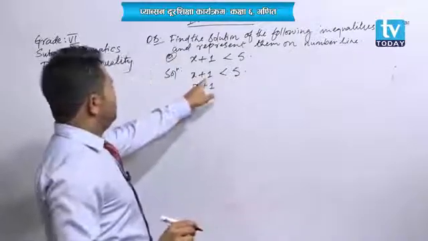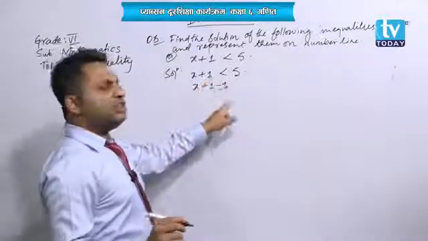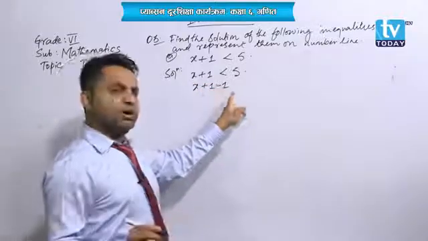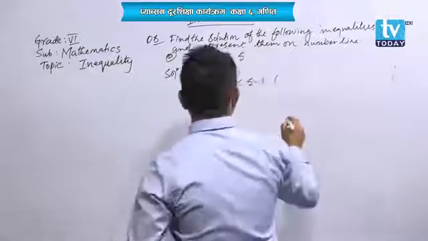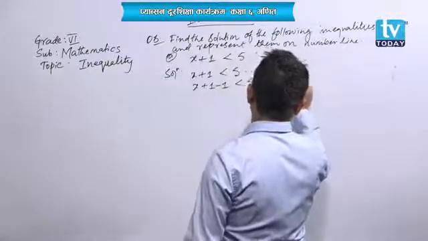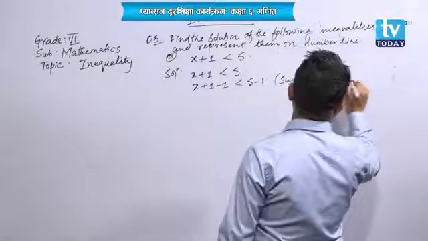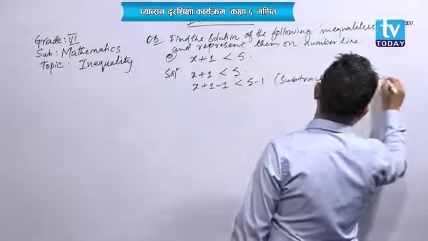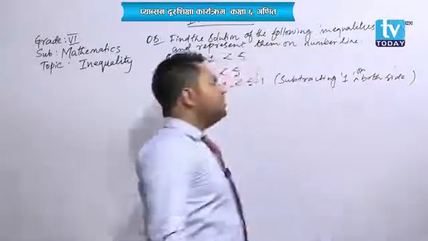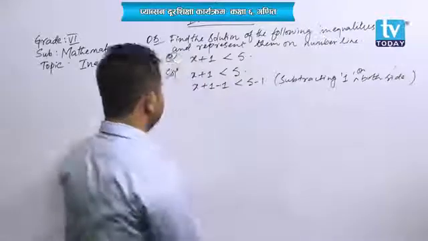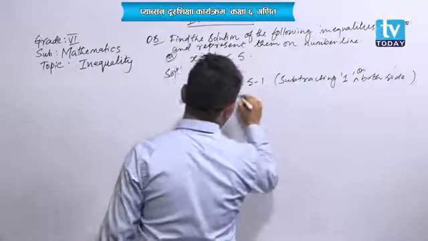So then minus 1. If there is plus 1, then minus 1. If there is plus 2, then minus 2. If there is minus 1, then plus 1. Then 5 minus 1. That means subtracting 1 on both sides. Subtracting 1 on both sides. That means, or you can write x less than 5 minus 1, 4.